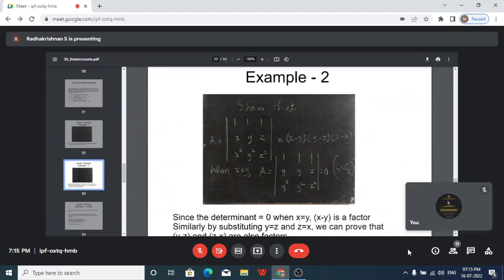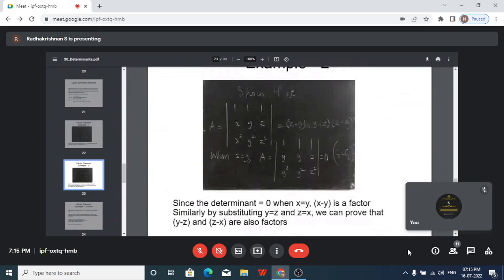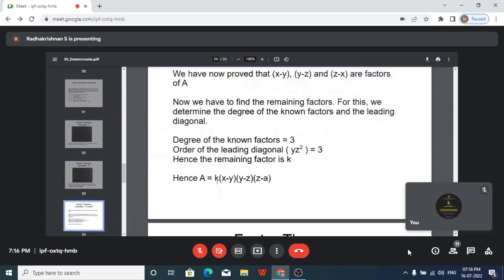Already it is in third order. So if you put x or y in a fourth factor, then its order will become 4. But in this determinant, the maximum order you will get is only 3. So we still don't say that it is 1. We can only say that it is k, some constant, right? So we write it as delta equal to k into x minus y into y minus z into z minus x. And now we have to determine the value of k. So how do we do that?